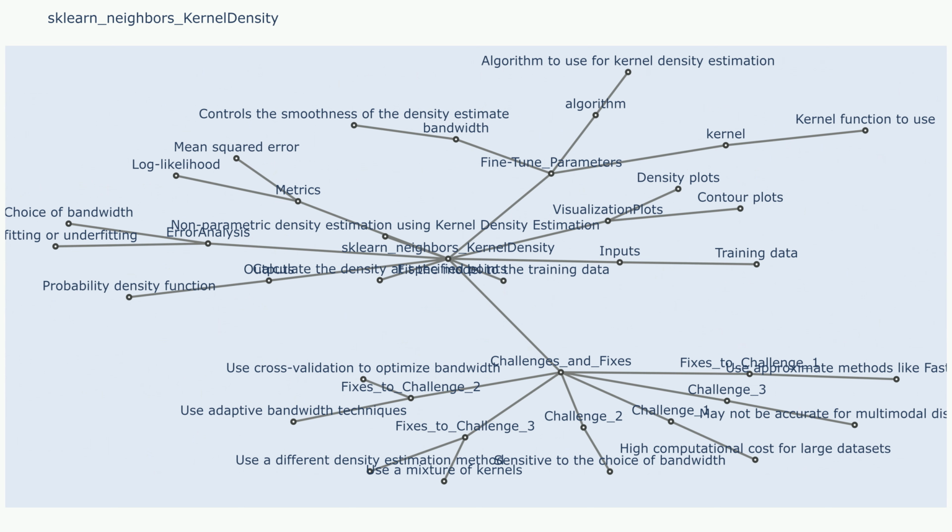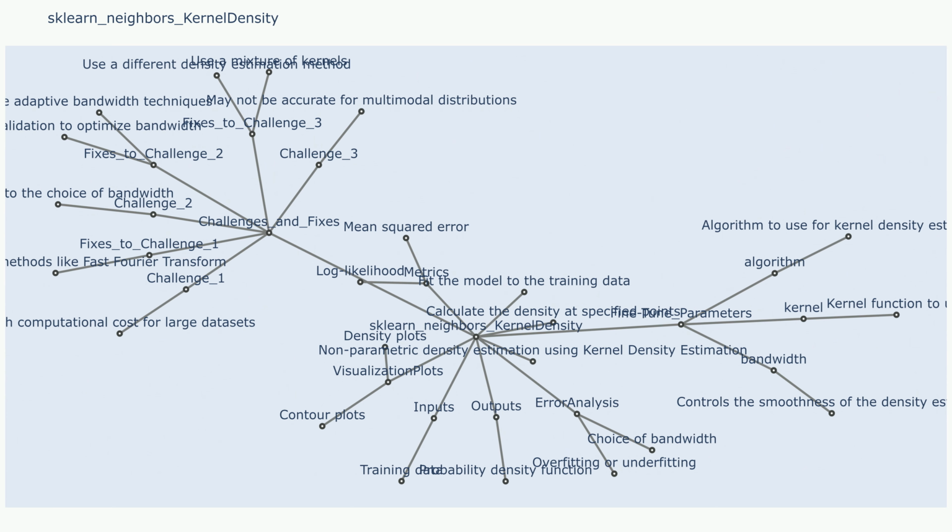Uncertainty methods: bootstrap estimates uncertainty by resampling the data and fitting multiple models. Cross-validation estimates uncertainty by evaluating the model on different subsets of the data.